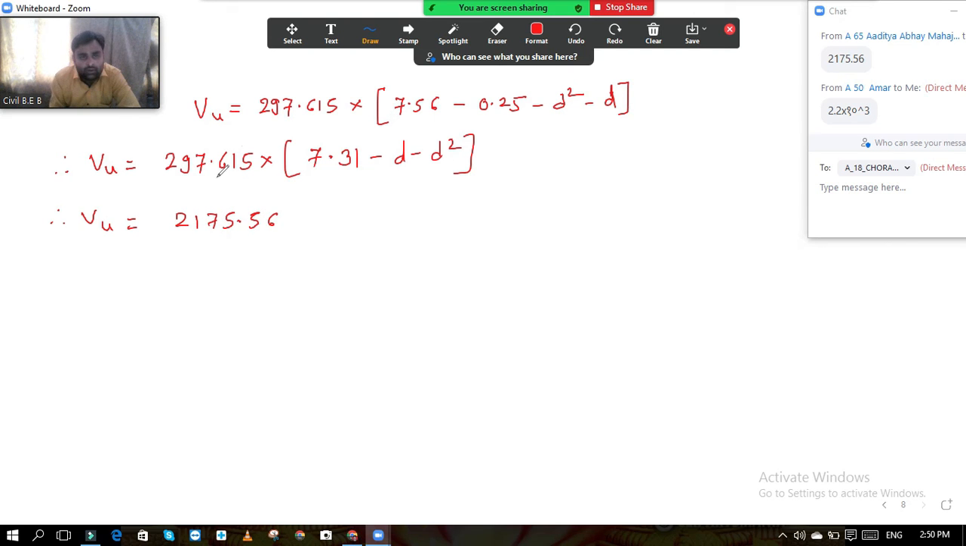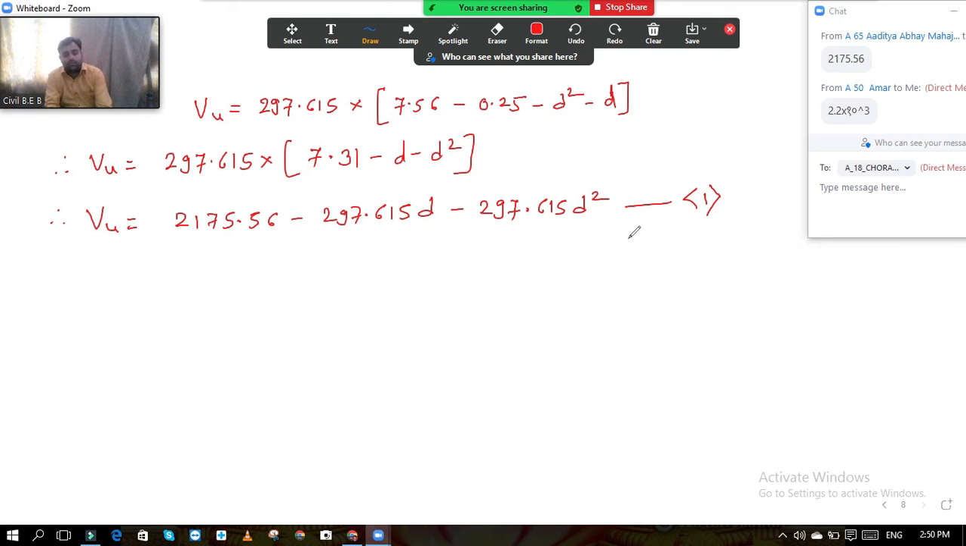2175.56. Okay, again if you multiply inside, then it is minus 297.615d. Again inside it is 297.615 d square. Okay, so this is VU, the shear force, and this is your equation number 1. This is equation number 1. Okay, so this is the shear force.